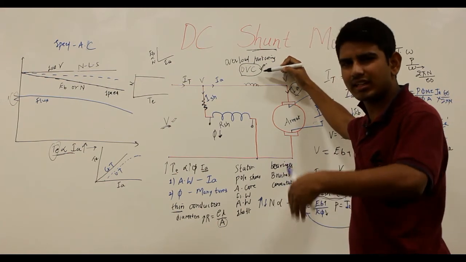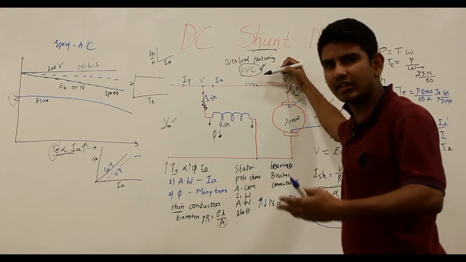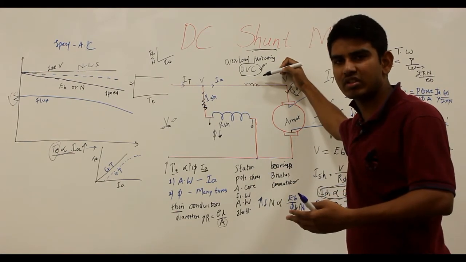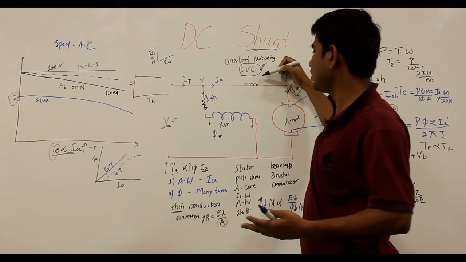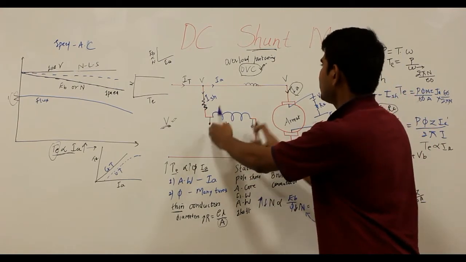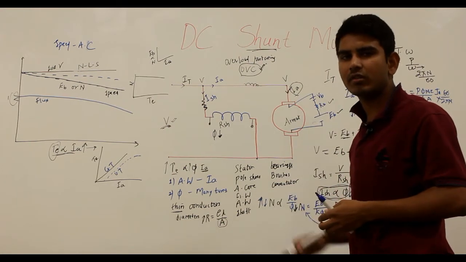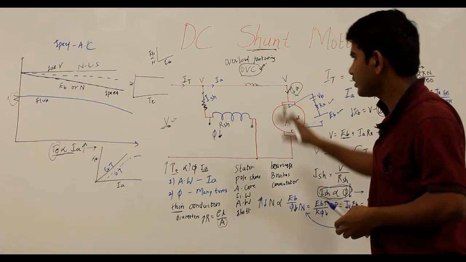So, we have seen that in the 3-point starter. If you want to know about it in detail, you can go to the 3-point starter or the 4-point starter working videos, and from there you can witness it. So, when there is a field circuit breaking, we can use this phenomenon, that is the overload protecting devices, to disconnect the motor from the supply. So, these are the other characteristics.